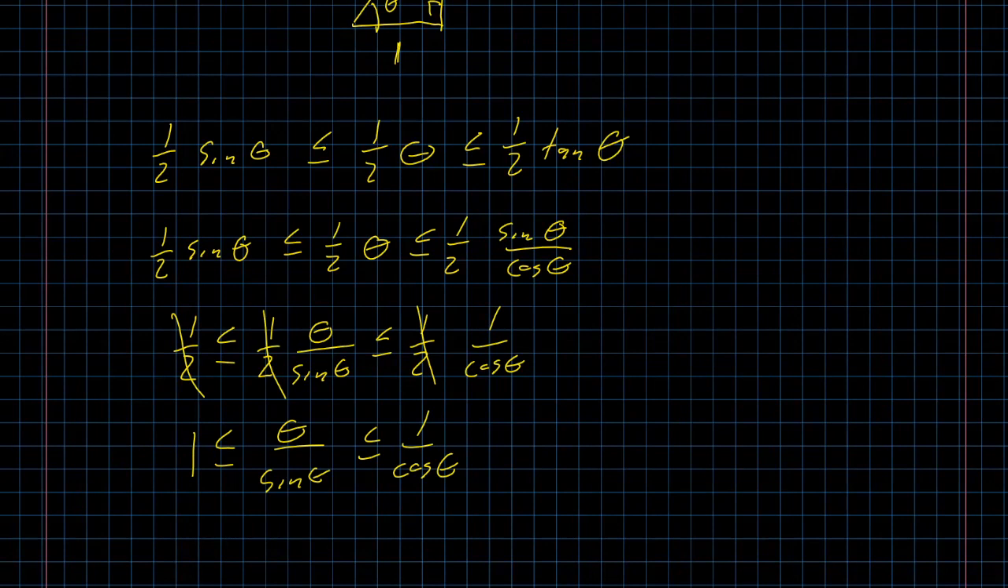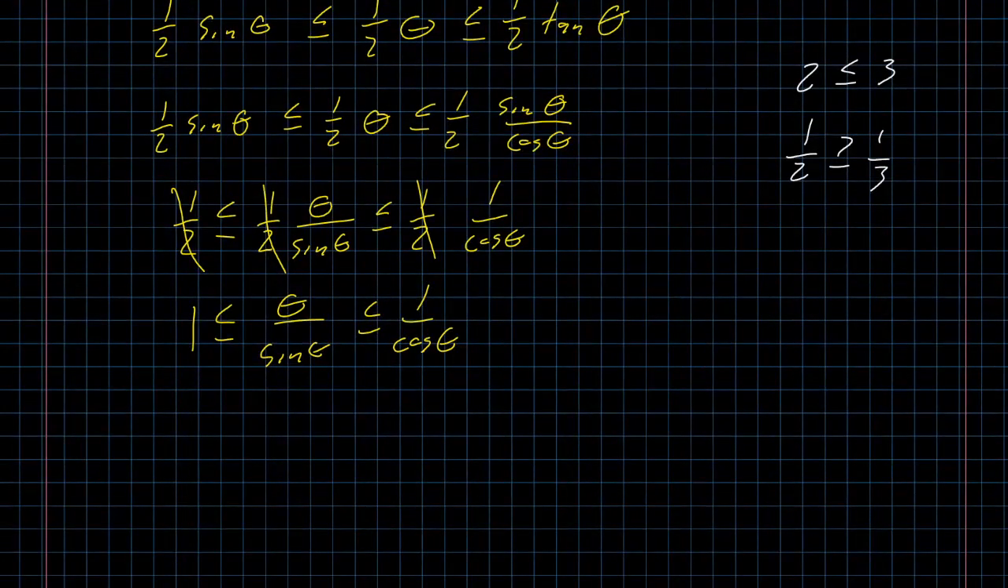Now I'm going to take a reciprocal. And when you take a reciprocal in an inequality, it changes the direction of the inequality. A really simple example of that, we know that 2 is less than or equal to 3, but 1/2 is greater than or equal to 1/3. So if I take the reciprocal of all three sides of this inequality, it will change the direction, and I'll get the reciprocal of 1 over cosine, which is cosine, is less than or equal to the reciprocal of theta over sine theta, which is sine theta over theta, is less than or equal to the reciprocal of 1, which is 1.